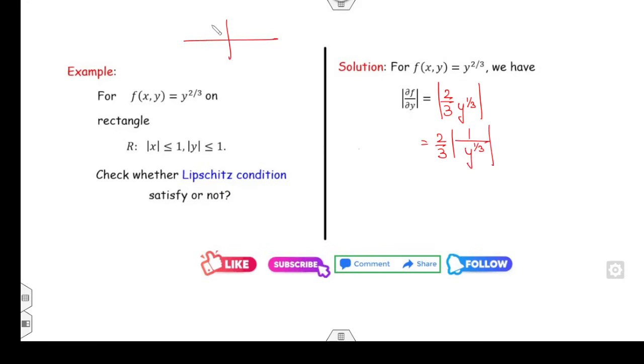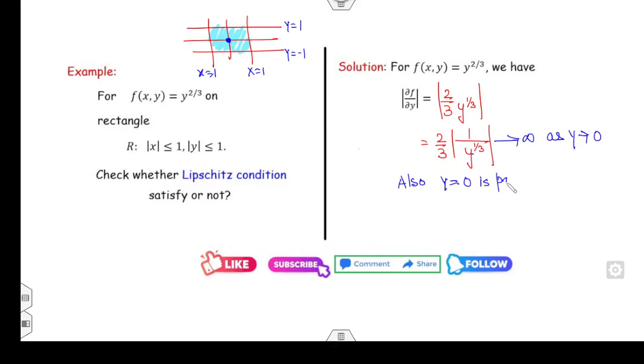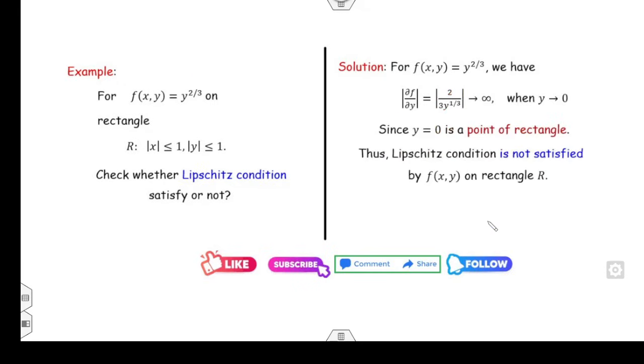So if you draw the rectangle, it's x is minus 1 to plus 1, y is equal to 1, y is equal to minus 1. Your rectangle is this one. Fine. This is x is equal to 1, y is equal to minus 1, y is equal to 1, x is minus 1. This number is my 0, and yes, you can see whenever y approaches 0, that number will go to infinity. Fine. And also you can say y is equal to 0 is part of the rectangle. Fine. So therefore del f upon del y is an unbounded function. Hence the function does not satisfy the Lipschitz condition.